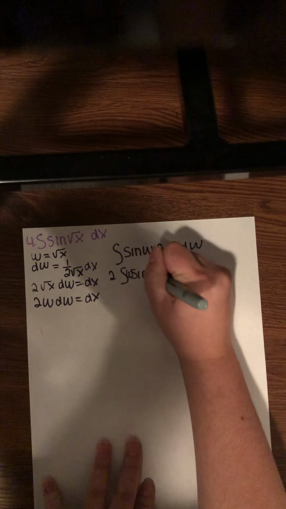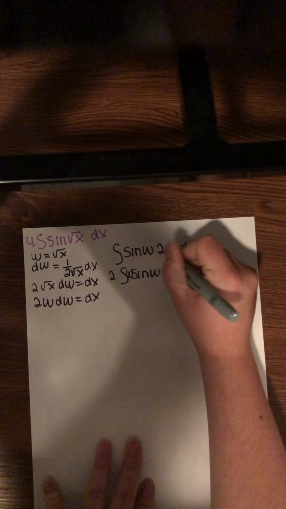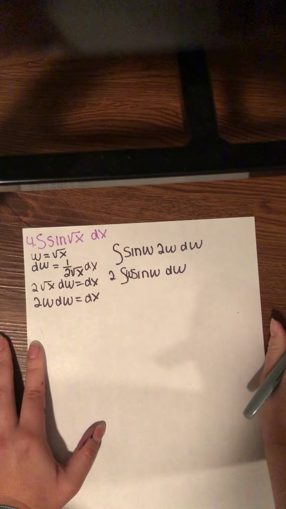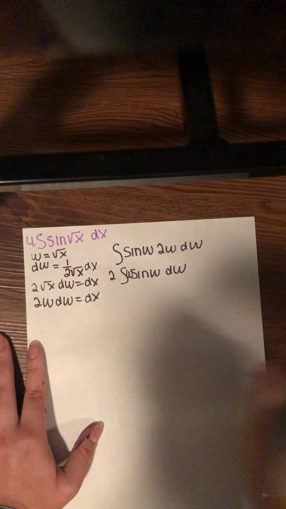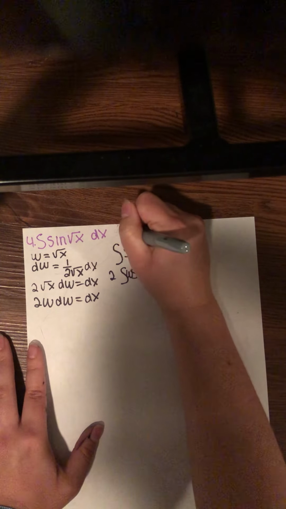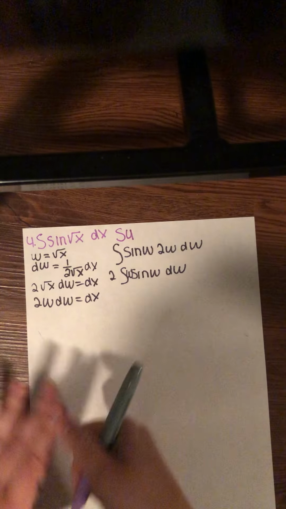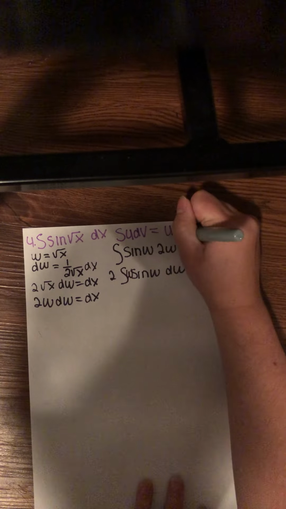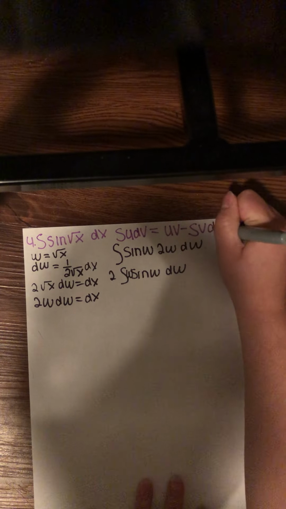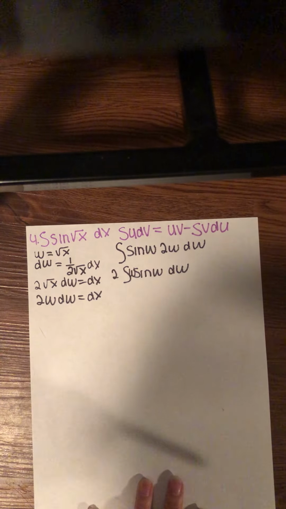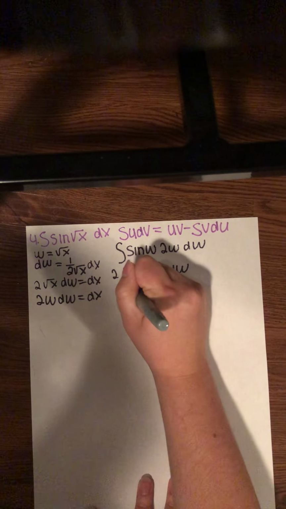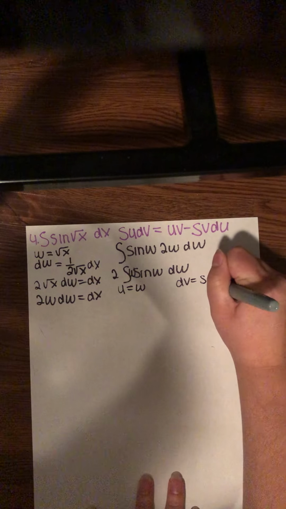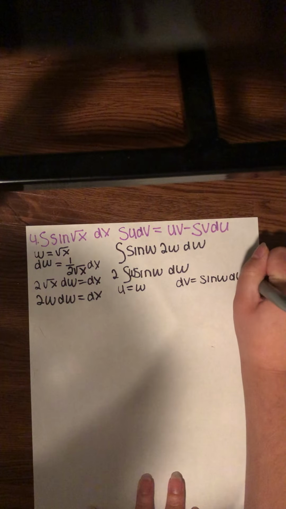w sine w. I'm putting the w at the front so we can visualize it easier. So now we see that this integration is simple. We just need to integrate by parts. And the formula for integration by parts is the integral of u dv equals uv minus the integral of v du. So we're going to substitute again. u is going to equal w, and dv is going to be sine w dw.